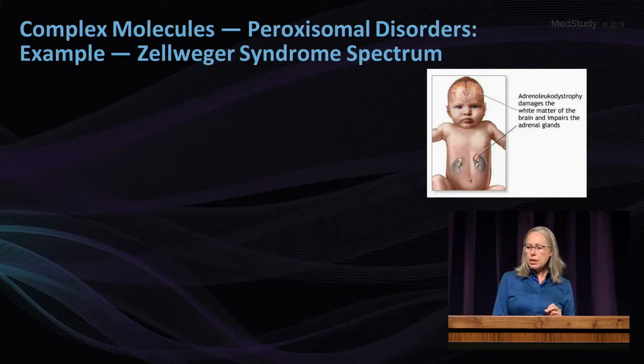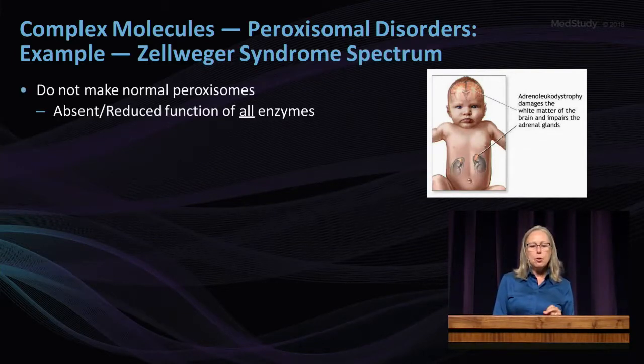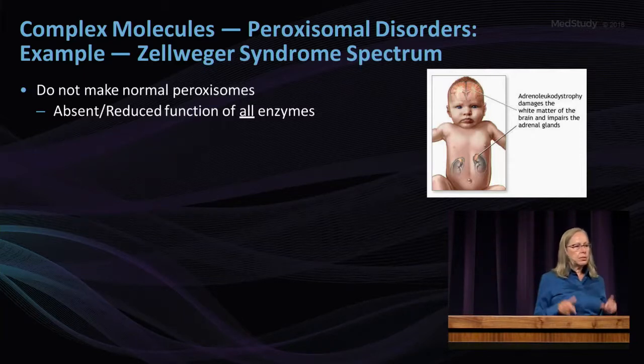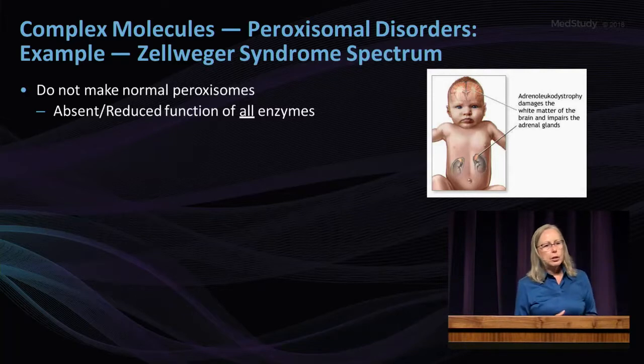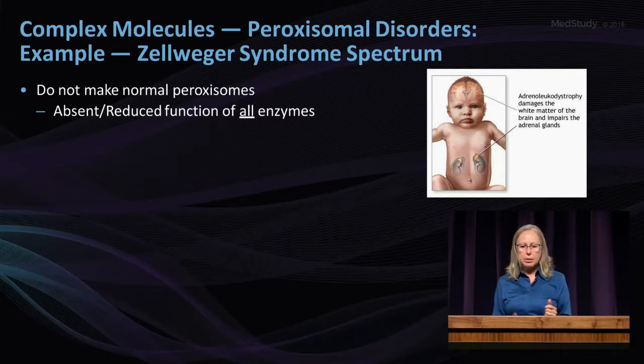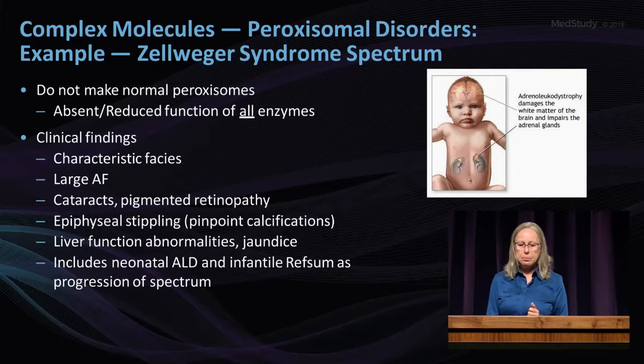Zellweger syndrome is a disorder where you don't make your peroxisome. So all of those enzymes that are supposed to live in your peroxisome have nowhere to go. So all of those functions are disrupted. So you look like you have a disease of every one of those things we just listed. So you're going to have multiple abnormalities on the lab tests that we send.